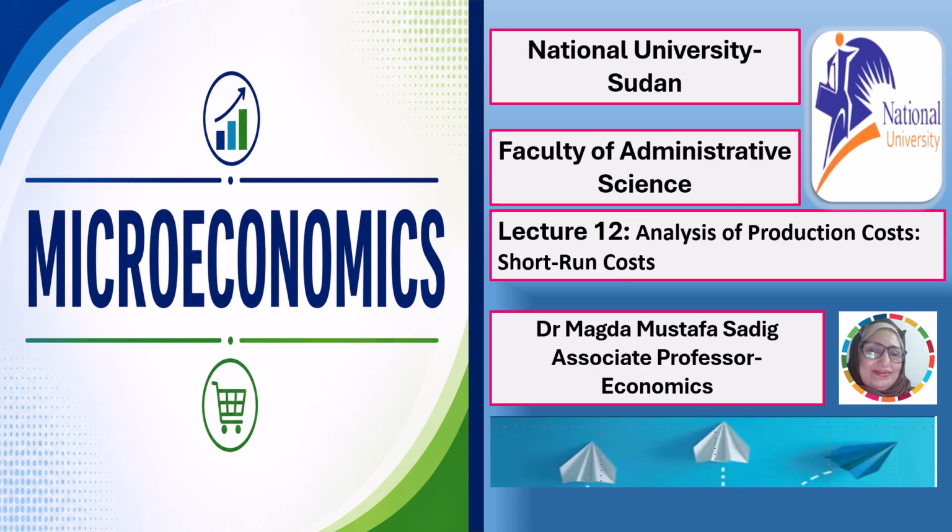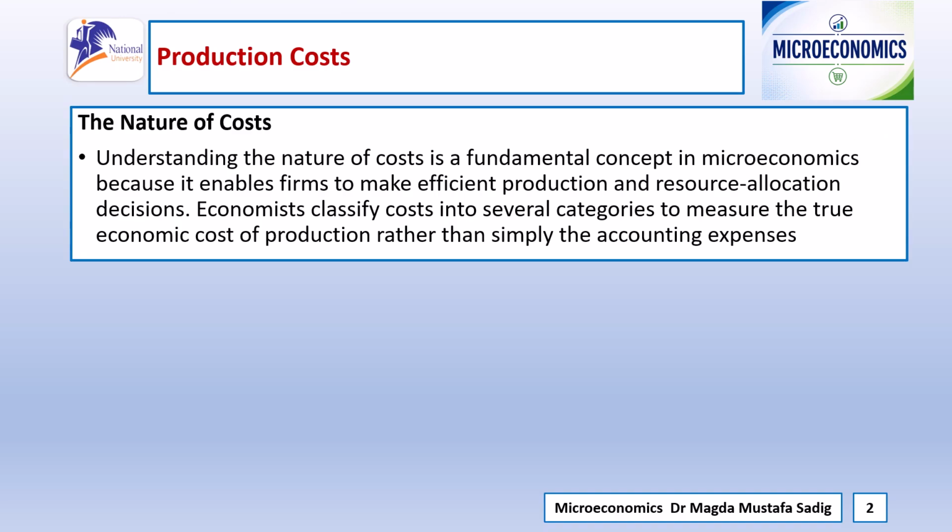cost, explain explicit and implicit cost, understand opportunity cost and sunk cost, calculate short-run cost measures, including fixed cost, variable cost, total cost, average cost, and marginal cost. Interpret cost tables and understand how costs behave as output changes. Let us begin. The nature of cost.